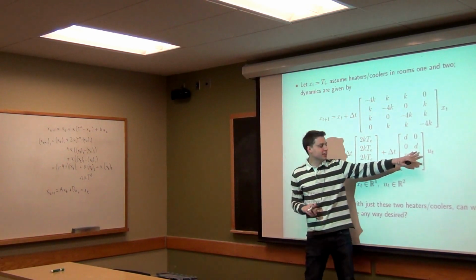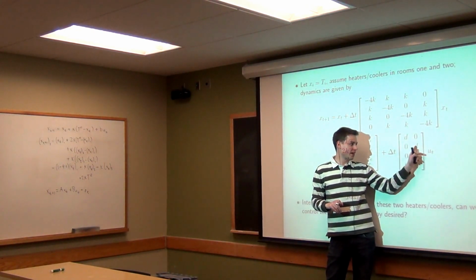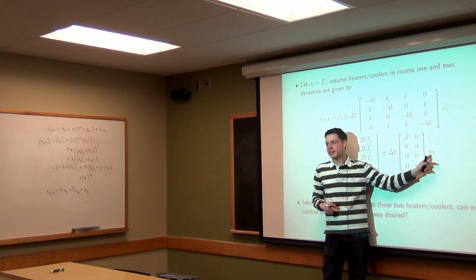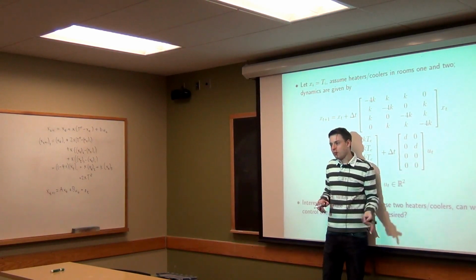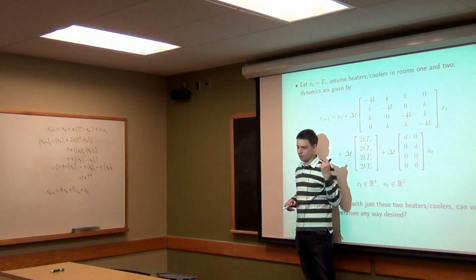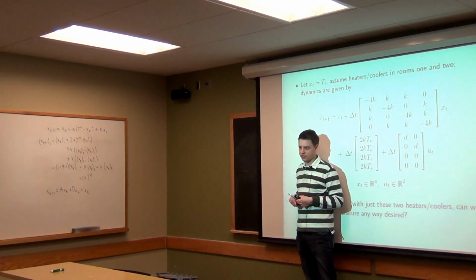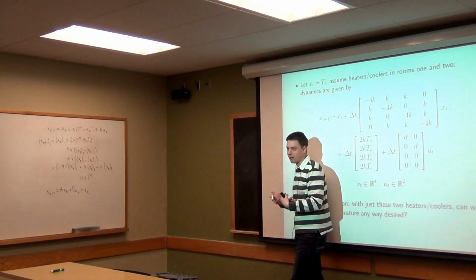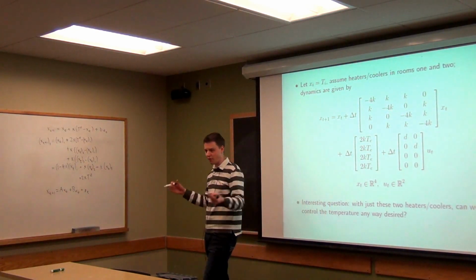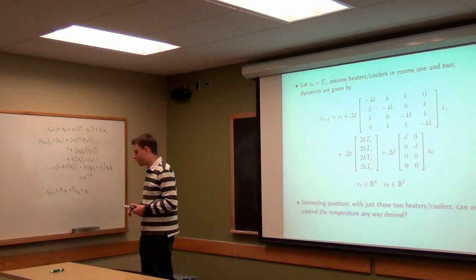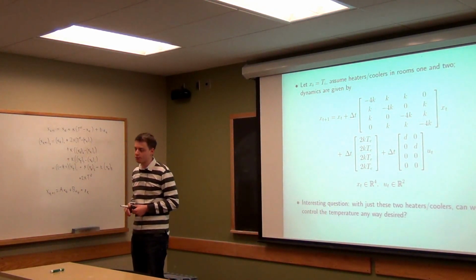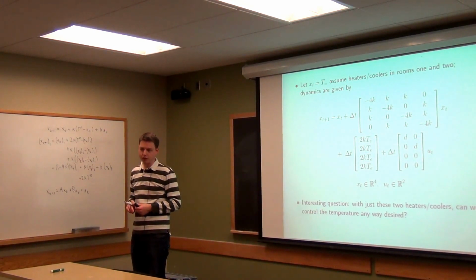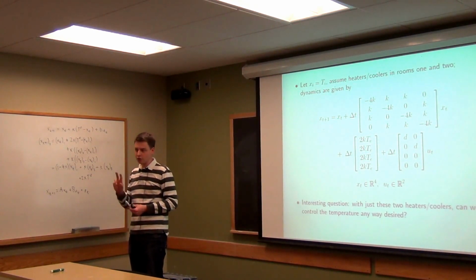But if you had a full matrix here, where this was d times the density, it's pretty intuitive that you could get the system to any state you wanted, or any reasonable state you wanted. Any state if there are no bounds on UT, but even if there are bounds, there's still a wide range of states you can get to. The question, though, is what if there are only 2 heaters? And so only 2 of the rooms actually have heaters in them.